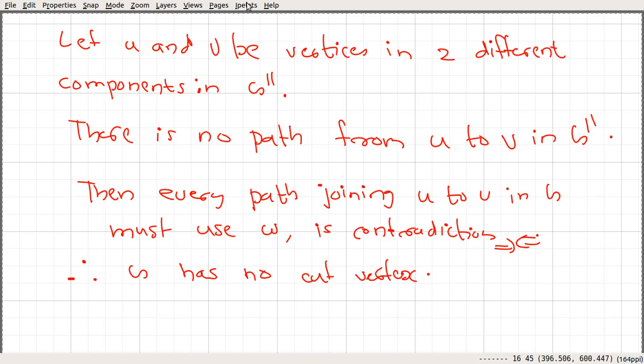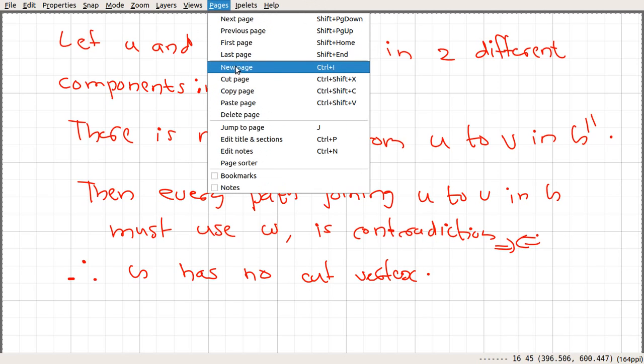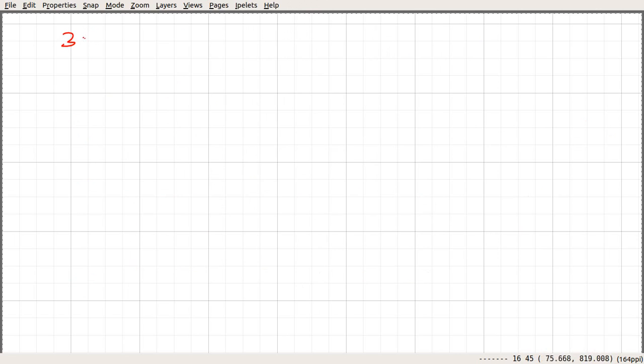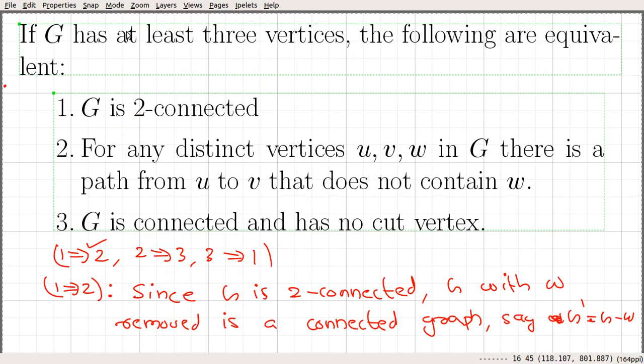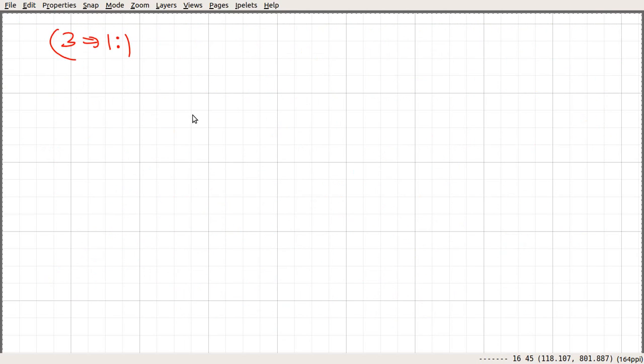Let's go and prove 3 implies 1. That reads as follows: if G has at least 3 vertices, and G is connected and has no cut vertex, then G is 2-connected. So we need to prove that we need to remove at least 2 vertices to get the graph disconnected. Let's go and prove that.